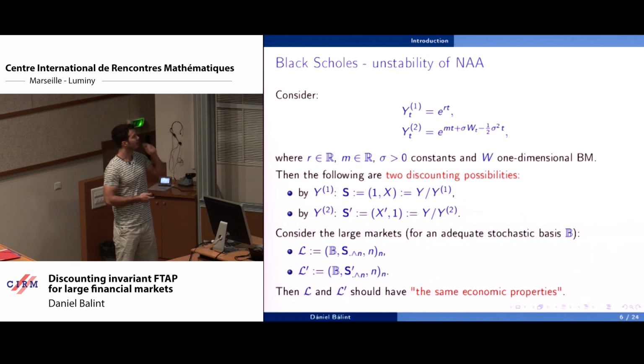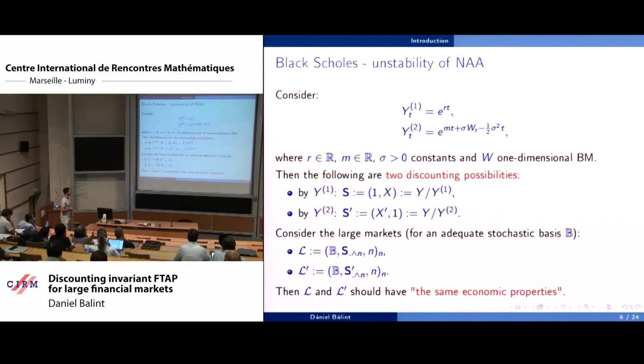We consider a Black-Scholes dynamics, two assets. Uncertainty comes from a Brownian motion, as usual. And then the question is, of course, what do we discount by? So we could discount by the riskless asset, or we could discount by the risky asset, or of course we could take any other possibilities. And discounting by the riskless asset, we would write S. Discounting by the risky asset, we write S prime.